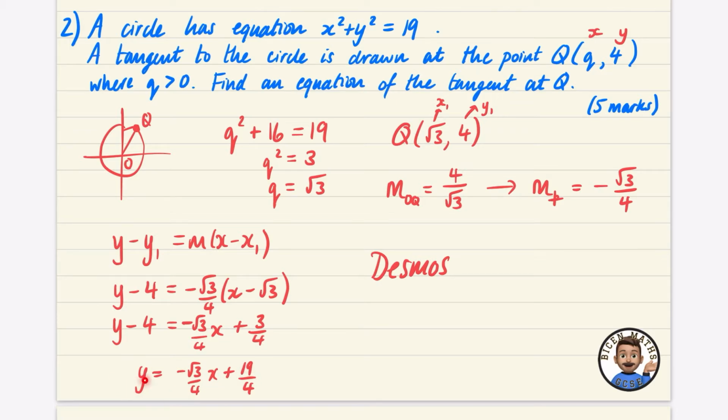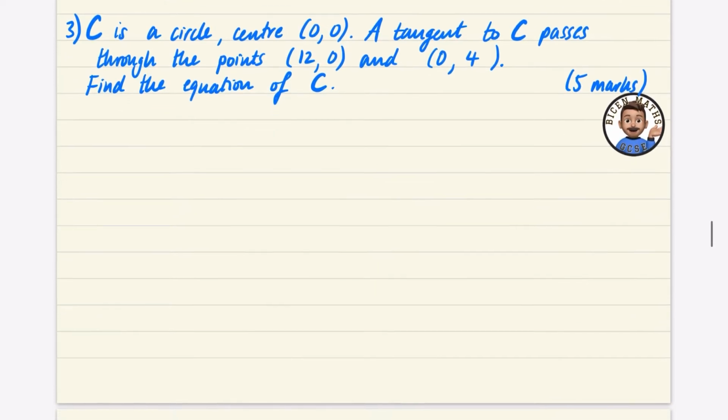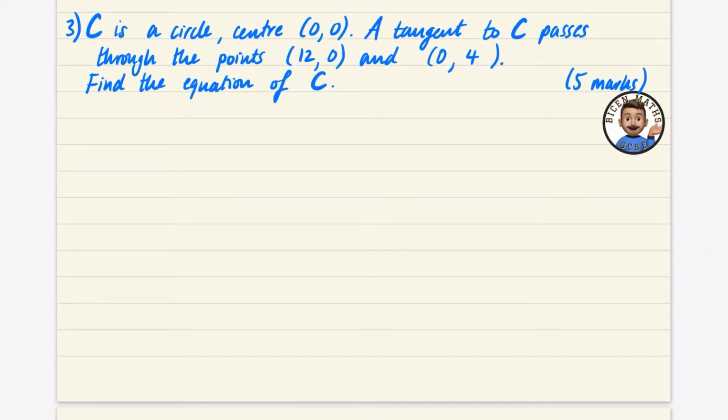You could type in this equation, and you would see that it's going to be a tangent just like this, okay? Question 3, which is perhaps a slightly trickier one, says that a circle has centre (0, 0). A tangent to C passes through the points (12, 0) and (0, 4). Find the equation of C.